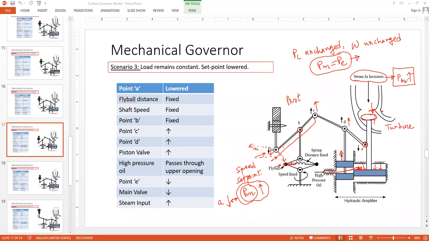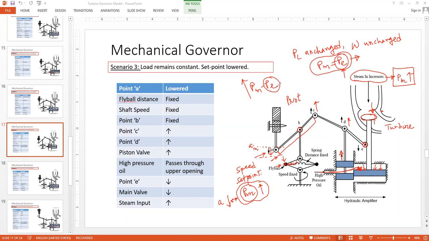So more mechanical input is available, but let's say you haven't increased the load yet. You simply changed the position of point A. So what will happen? There will be acceleration. So PM is now higher than the required PE. So that means you are now in a position to increase the demand actually. You can increase the demand and then you can again settle down the speed.